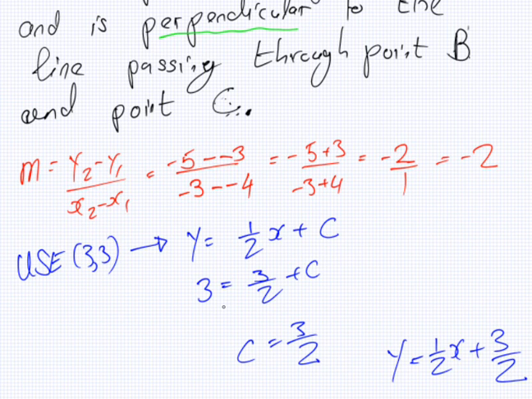Does anybody have any ideas? What should be your first step? What about BC? Find the gradient, the slope for BC. How can you find the slope of BC? Use the formula I gave you: y2 minus y1 over x2 minus x1. Try this now, and then I'll do it. Some people haven't finished maybe.